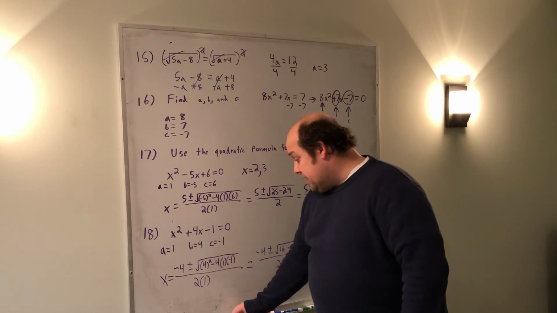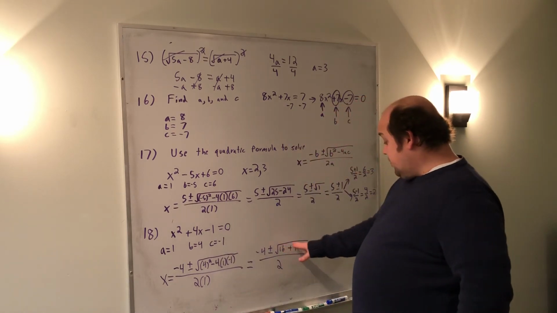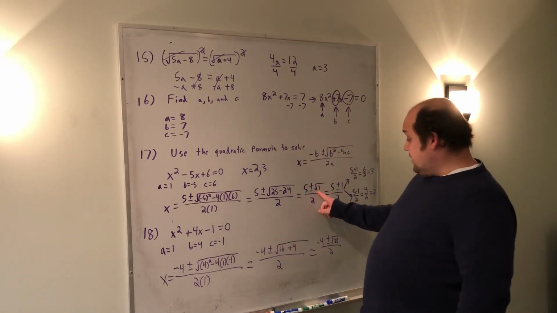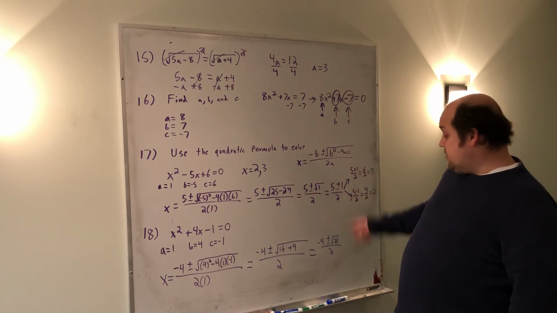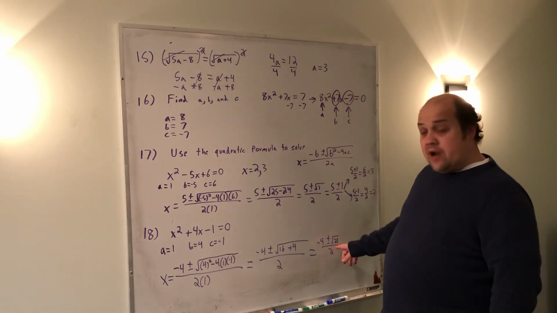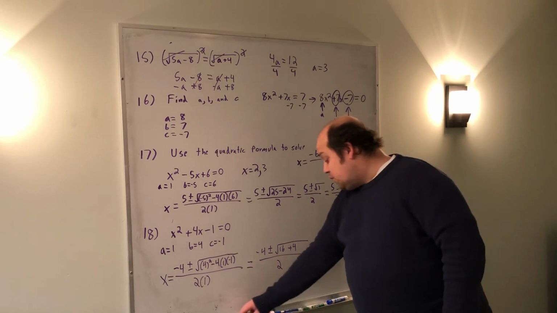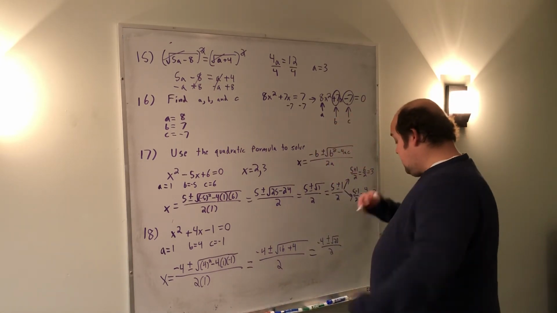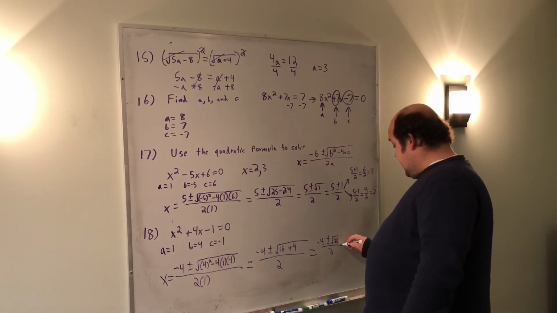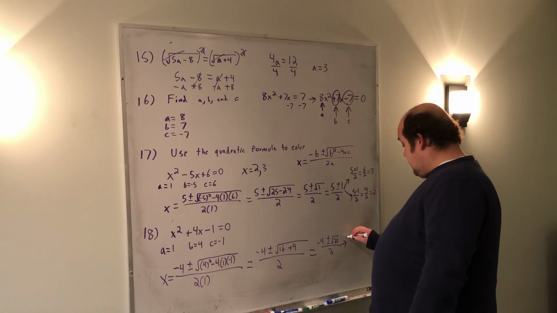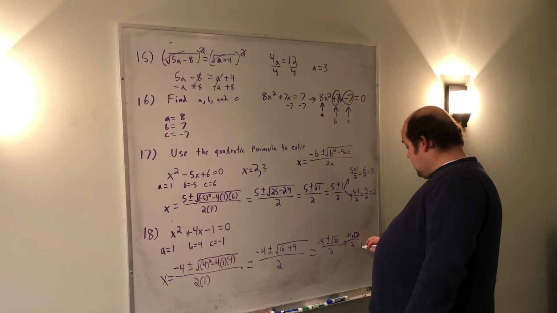So your goal really is to make sure that you clean up what's happening under the root. If it is a perfect square, find 2 answers. If it's not a perfect square, write it as 2 answers, once with the plus, once with the minus. So really the way it would go into Cengage is it would be negative 4 plus root 20 over 2, comma, negative 4 minus root 20 over 2.